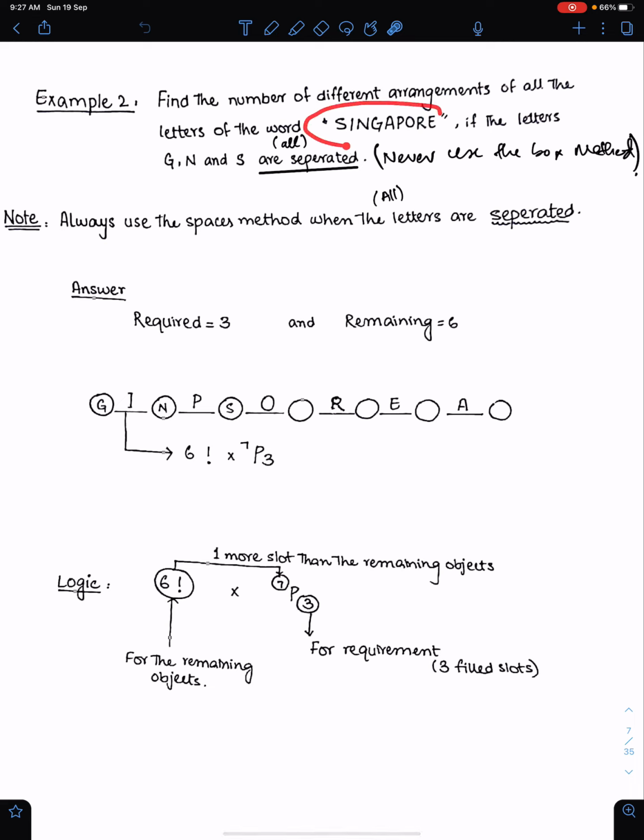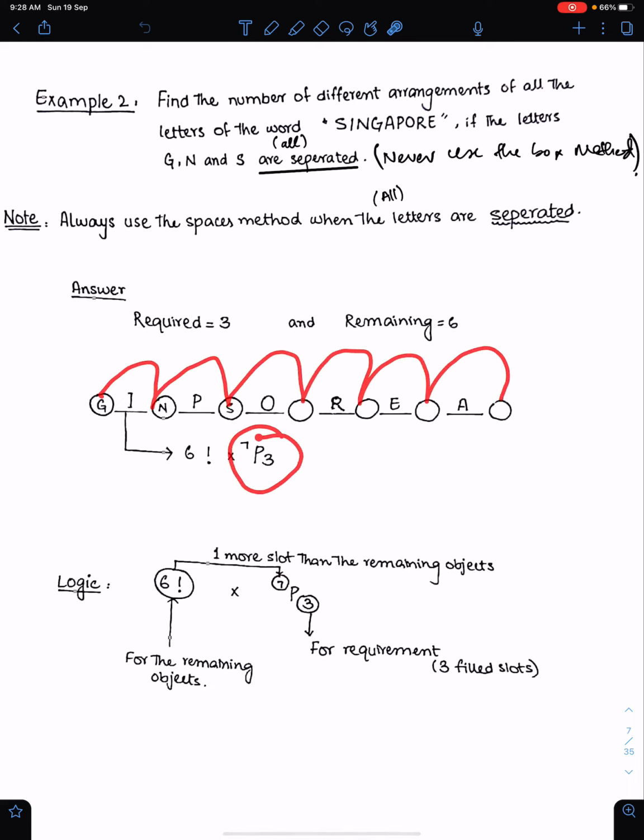So altogether we have 9 letters and the requirement is 3 letters and remaining letters are 6. So first we need to arrange the remaining letters by making spaces for them. So since we have 6 letters, we must have 6 spaces. So 6 factorial for remaining letters. Now we have to fill 3 slots, any 3 slots out of 7, because I told you slots are always one more than the remaining objects. If remaining objects are 6, then slots will be 7. So we just need to fill any 3 out of 7.